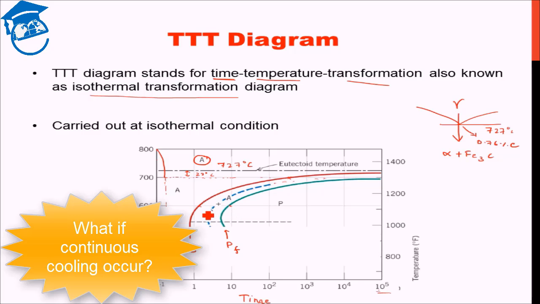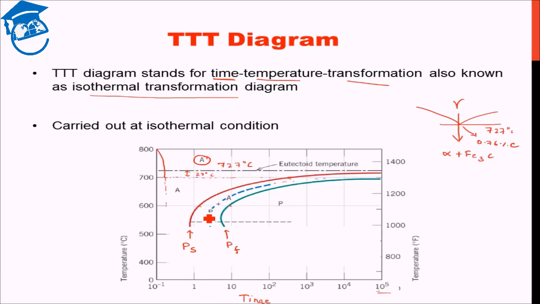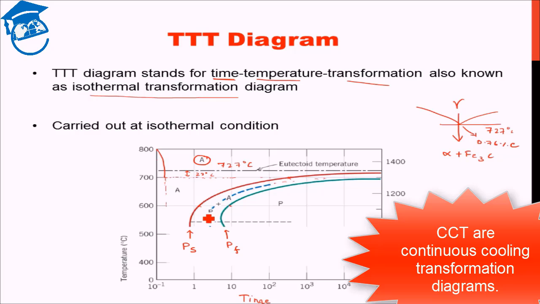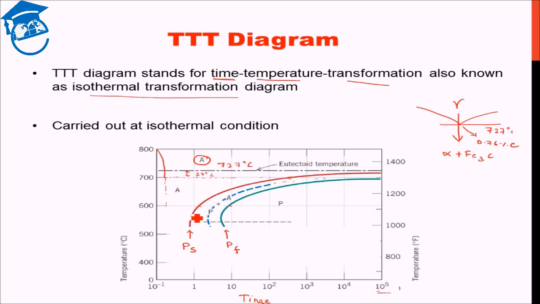But in reality, that won't always be the case. There will be cases where there will be continuous cooling. For that, we'll discuss in our next lecture something known as CCT diagrams, continuous cooling transformation diagrams. But for now, we assume that we are in the heat treatment categories where the temperature is maintained isothermally. Okay, so just to recap, this was pearlite start, this was pearlite finish. Anywhere in between you have a certain amount of pearlite formed and remaining austenite.